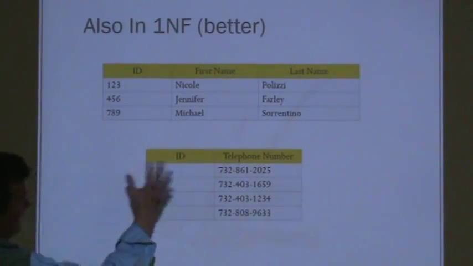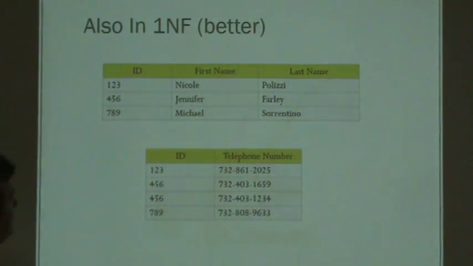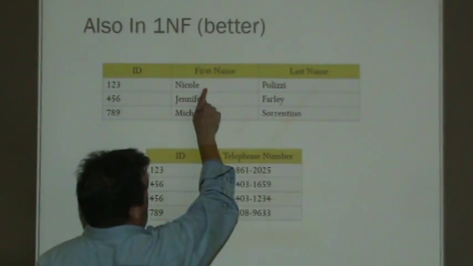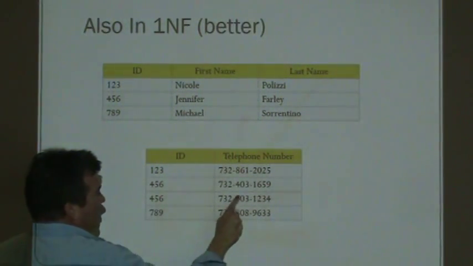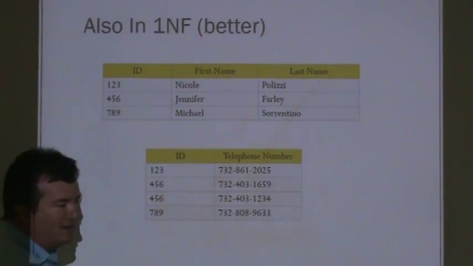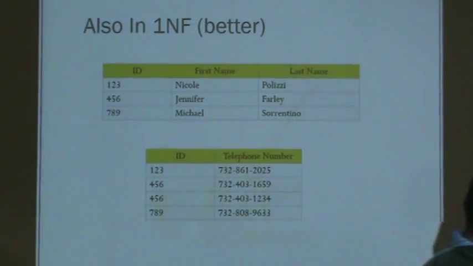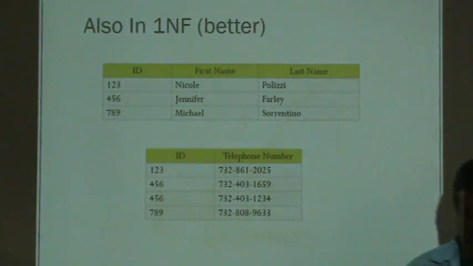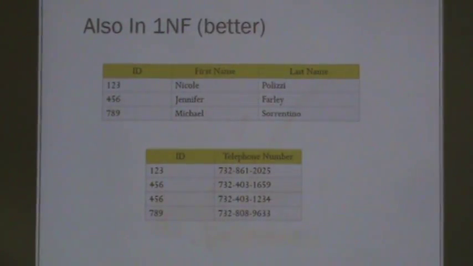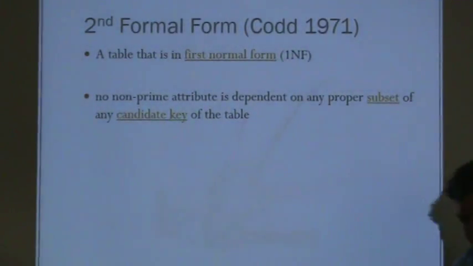But this table is now in first normal form because a person can't take on multiple first names and multiple last names. A person can take on multiple phone numbers, but they will be on different records in the database. So we don't have any field that could take on multiple values. Every field is atomic. So then it would be in first normal form.